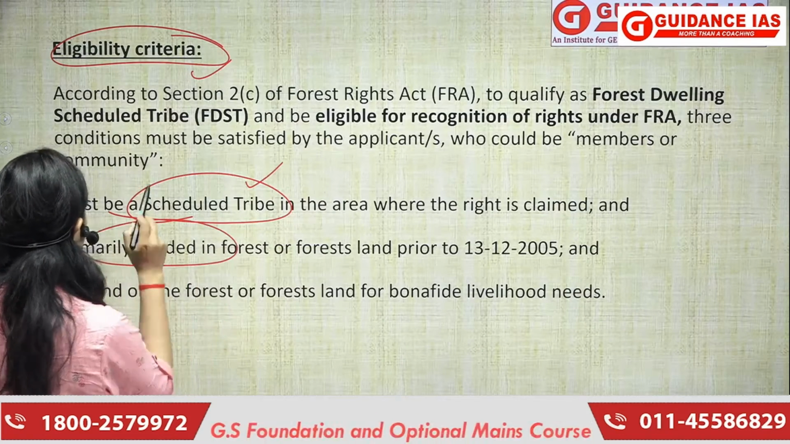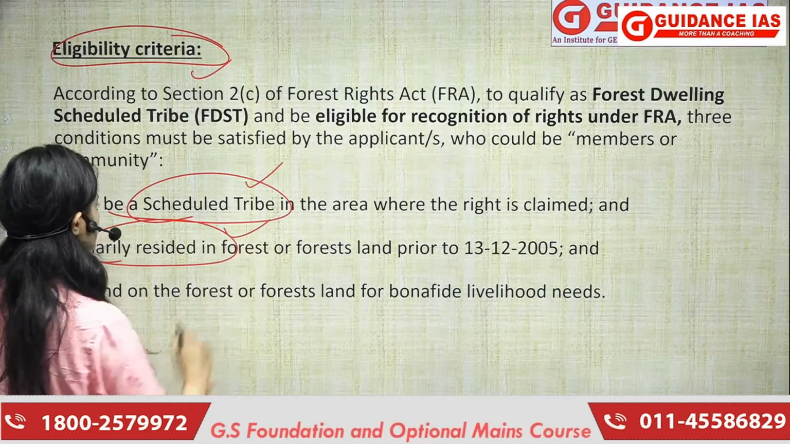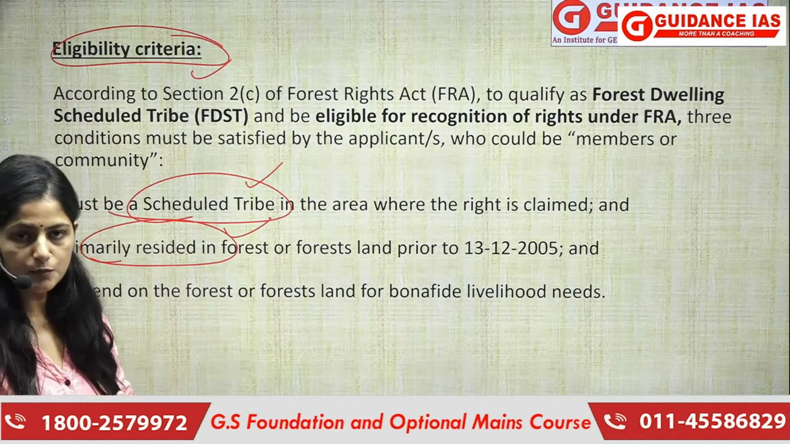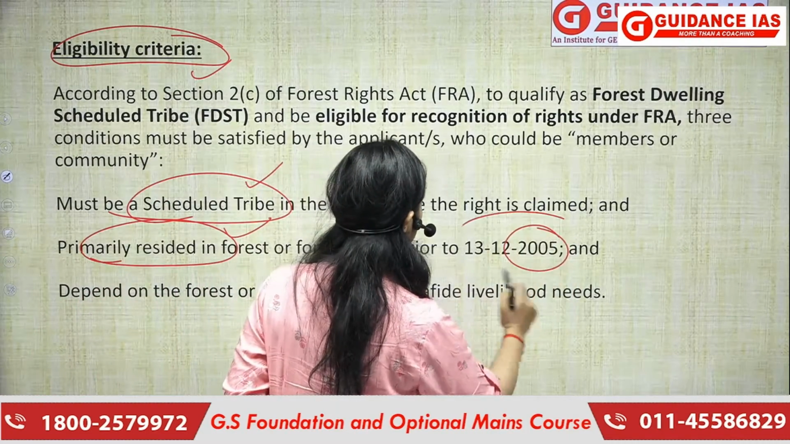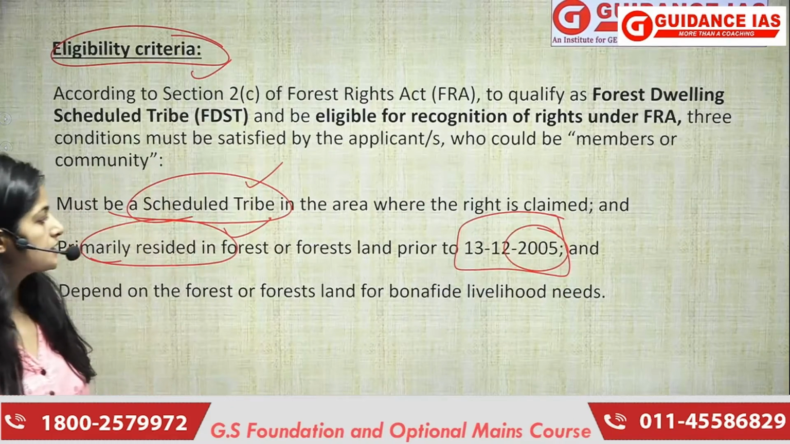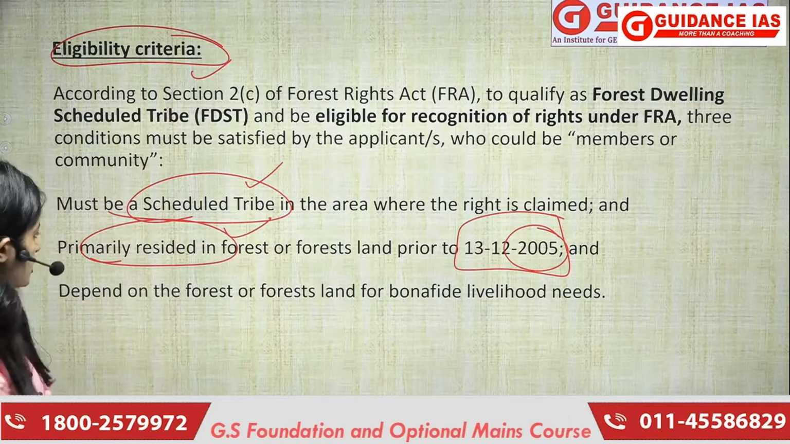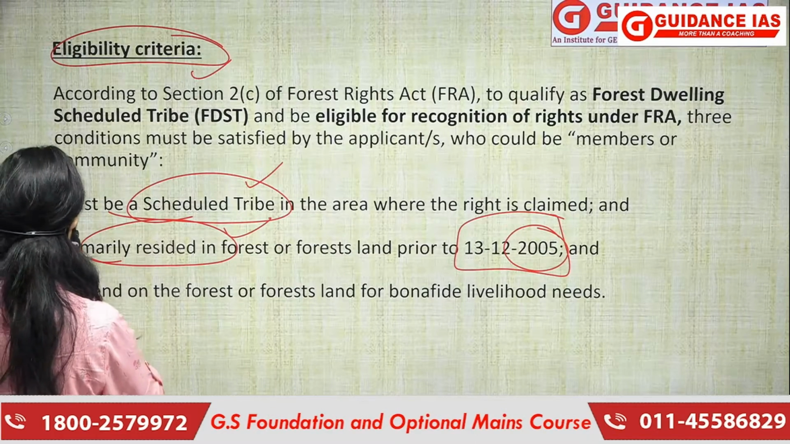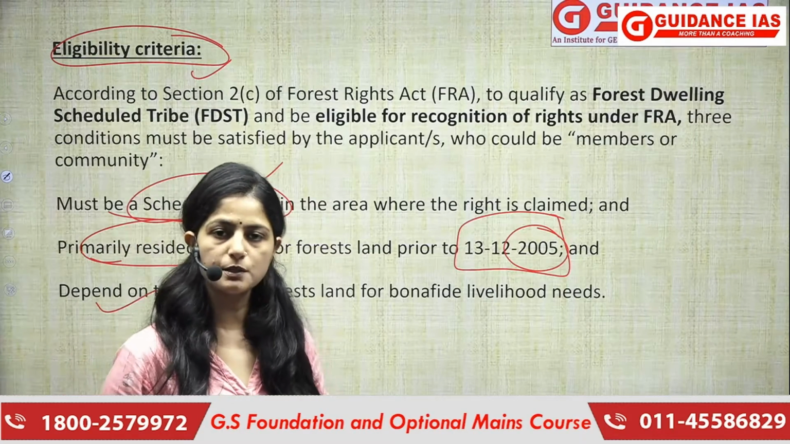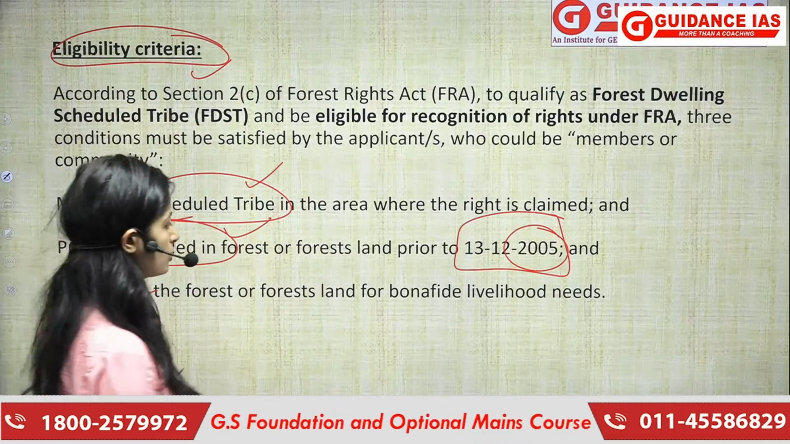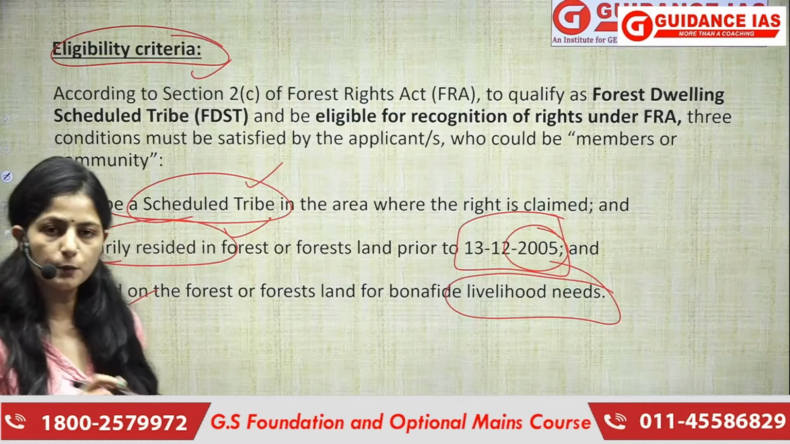Okay? And then the second condition was that he should be resided, or उनका जो residence है in that particular area, in that particular forest land, should be prior to 2005, or this is the date which has been mentioned कि 13 दिसंबर 2005 से पहले के वो वहां पर reside करे हुए होने चाहिए. This is the second condition. Third condition is उनका जो livelihood है should be solely dependent upon the forest produce only. So the livelihood need should get completed through the forest produce only, which is being produced in that particular area.